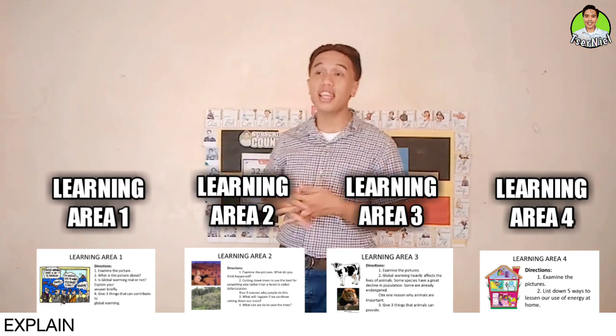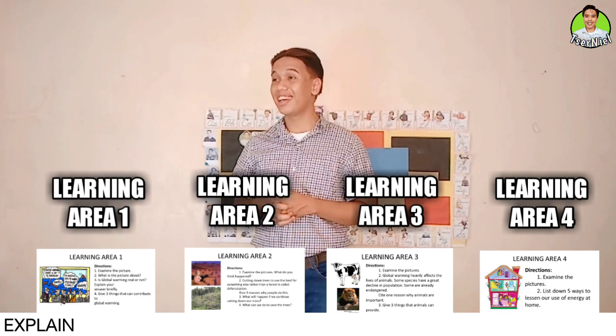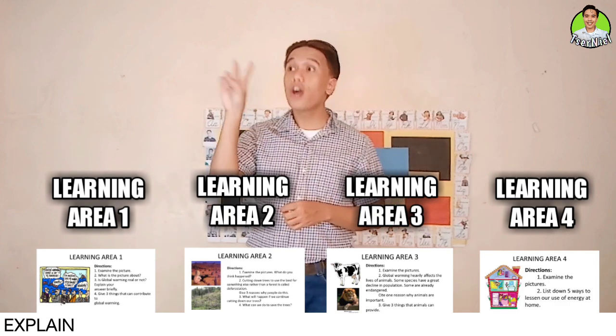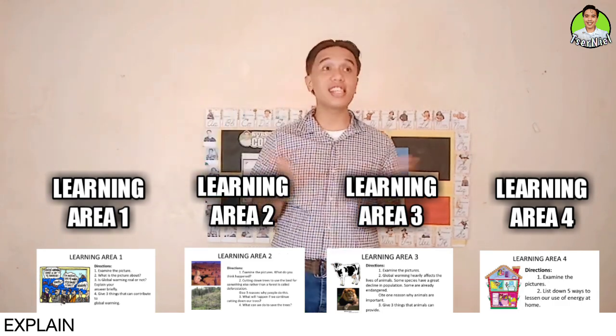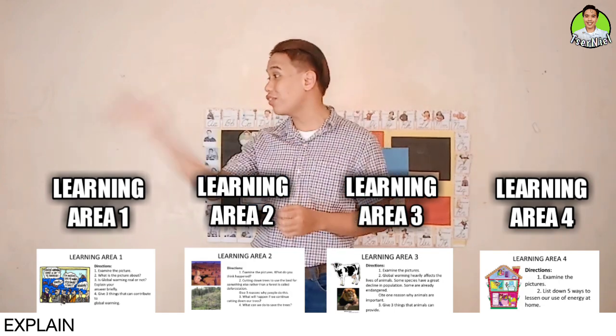Now, can you give me 3 things that an animal can provide? They can give us clothing. What else? Food and medicine. Let us give group 3 3 claps. 1, 2, 3. Let us proceed with group 4.